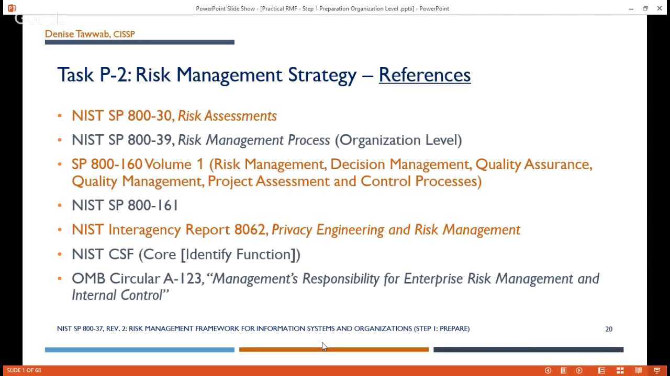All right, some publications that you can reference. NIST 830, which talks about how to do risk assessments, 839, which is the risk management process, and this is going to be at the organization level. And NIST Report 8062, which is your privacy engineering and risk management documentation.